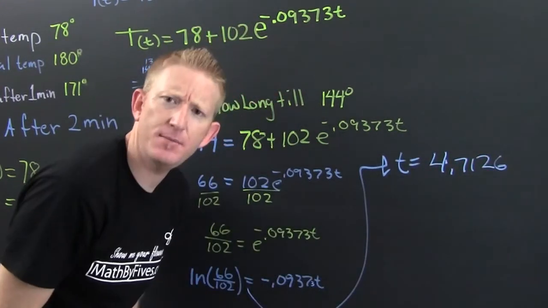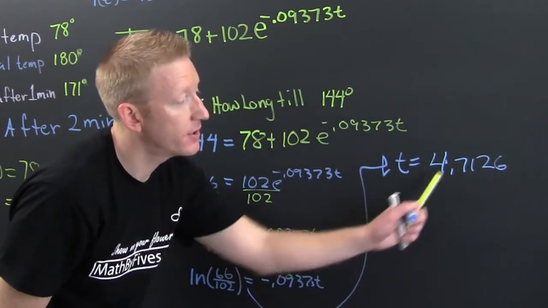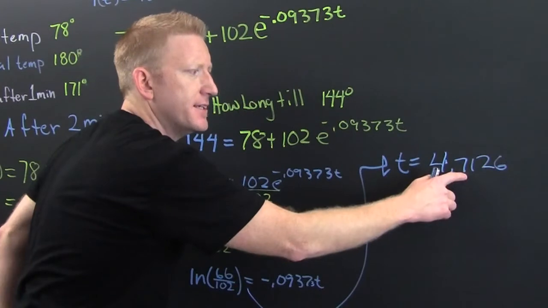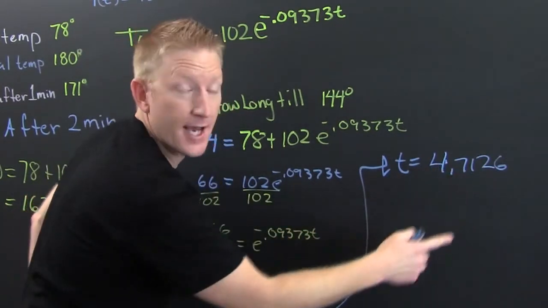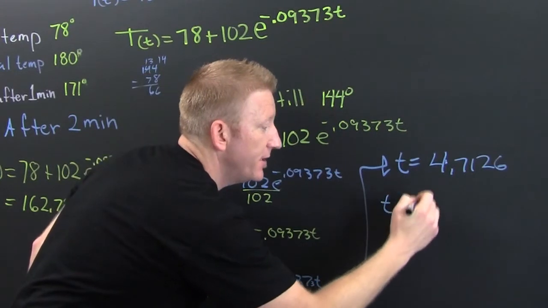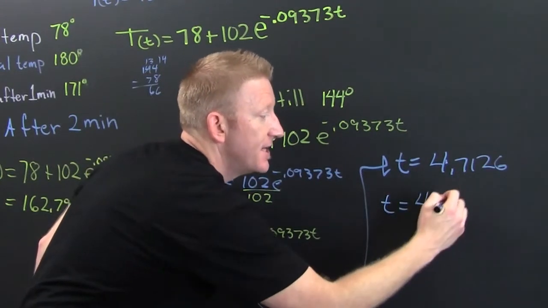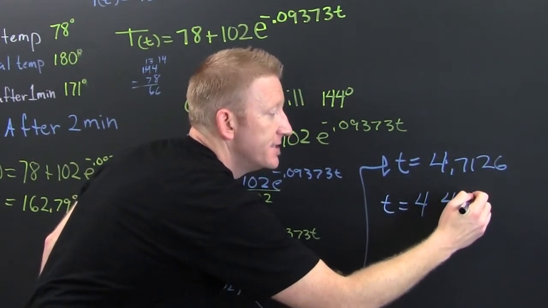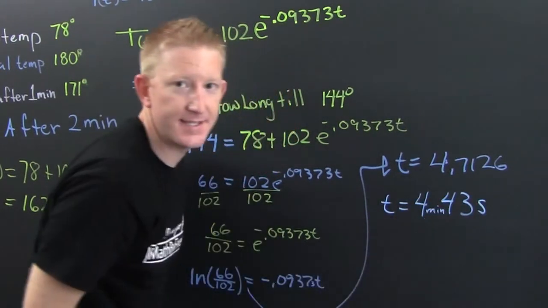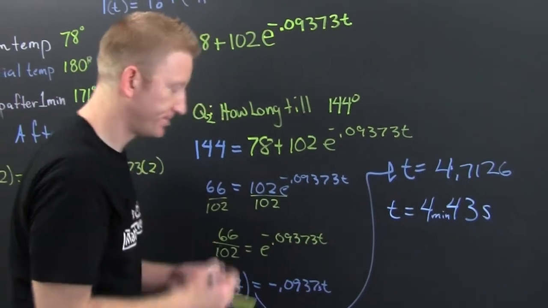4.7126. What's our t measured in? Minutes. So convert that into, you know, do the whole ratio thing. This is to 10,000 as x is to 60. And you're going to find that t turns out to be 4 minutes and 43 seconds. And that's how we did experimentally.